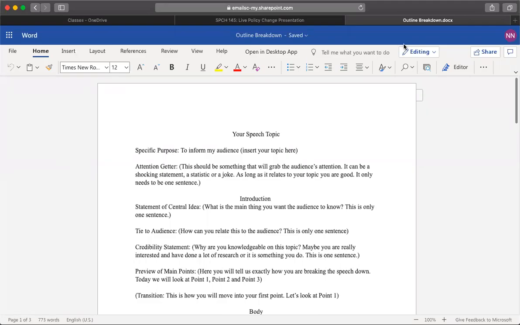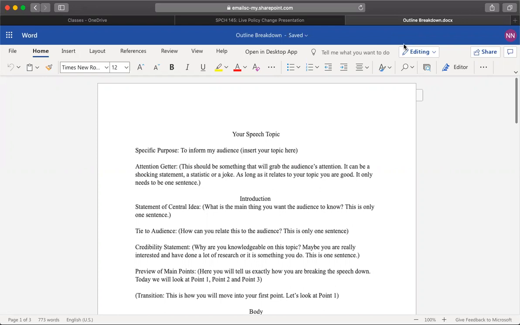Alright, everybody. So I just wanted to take a few minutes to walk you through the process of how to write your outline for your speech. An outline for your speech is going to be really important, and it's really helpful to you because it's basically a blueprint of what you're going to talk about.